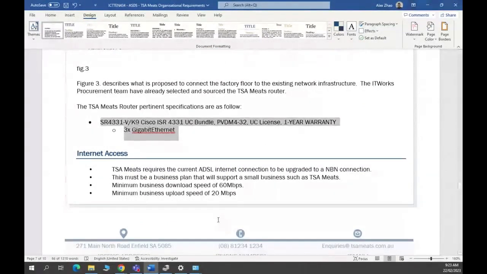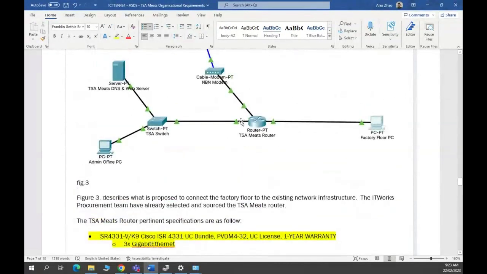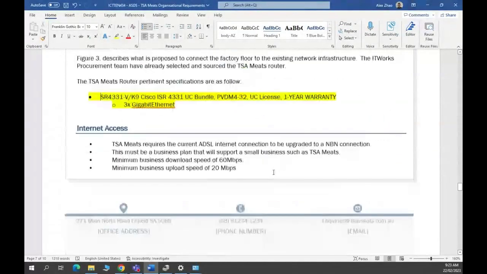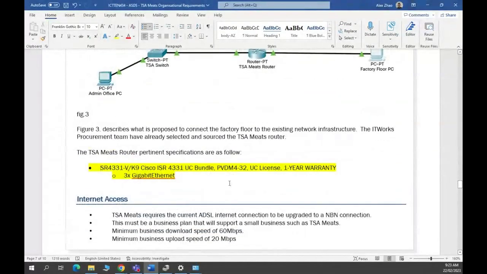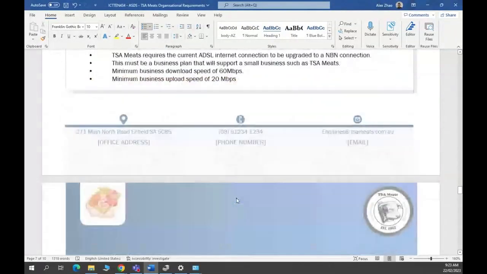This is what is being chosen for the router. Okay, you don't have to go out and find that router. It's been given to you. It's got 3 gigabit Ethernet, so 1, 2, 3 for the 3 networks. Easy, okay? But it's got this license and all that kind of stuff. You can look it up if you want, but no big deal.